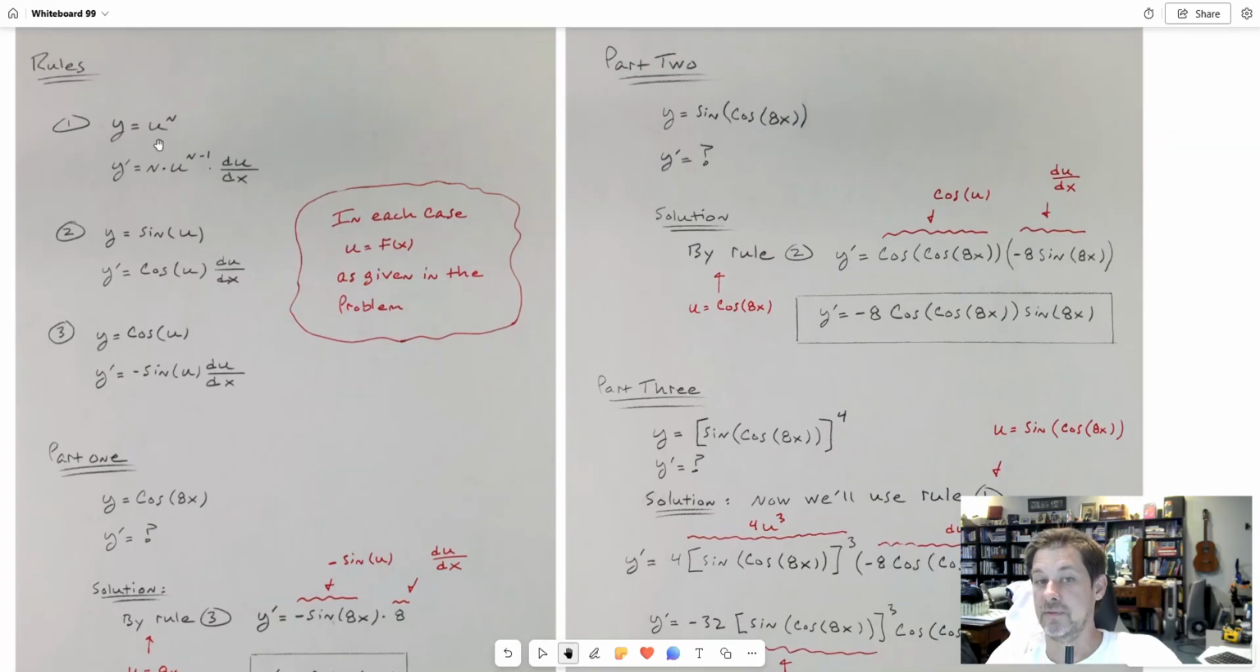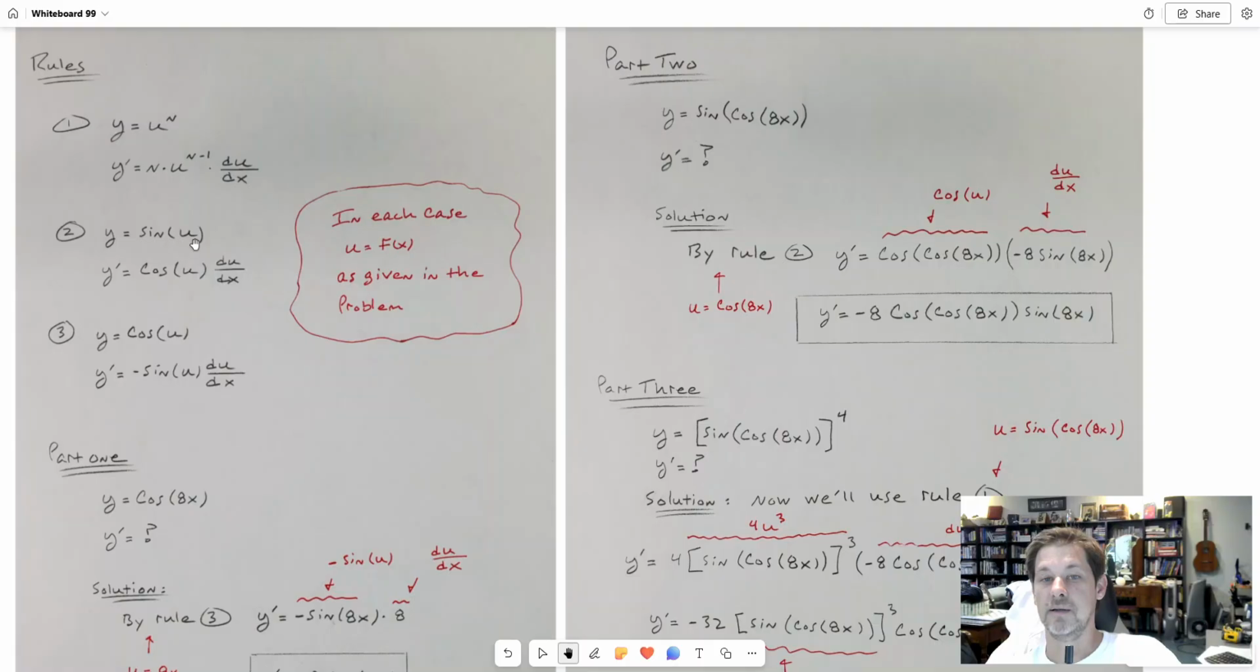Now, the derivative of that is n times u, whatever the u happens to be, however complicated that interior function is, to the power n minus 1 times du over dx. What is du over dx? It's just the derivative of that function u, whatever it is. Okay, so that's the chain rule for the function u to the n power.